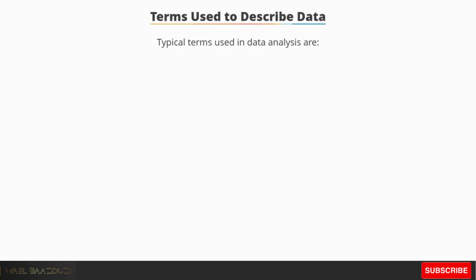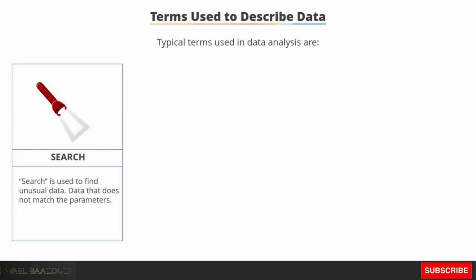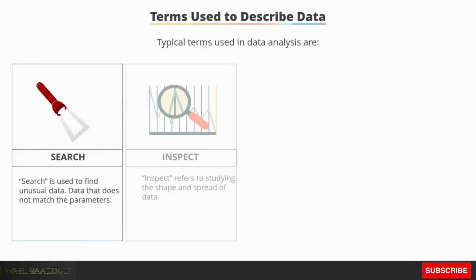Certain terms are used in statistical analysis to understand the data and gain insight into it. Some of these terms are as follows. Search. Search is typically used to find unusual data. Unusual data refers to those data that doesn't meet the parameters set at the beginning.